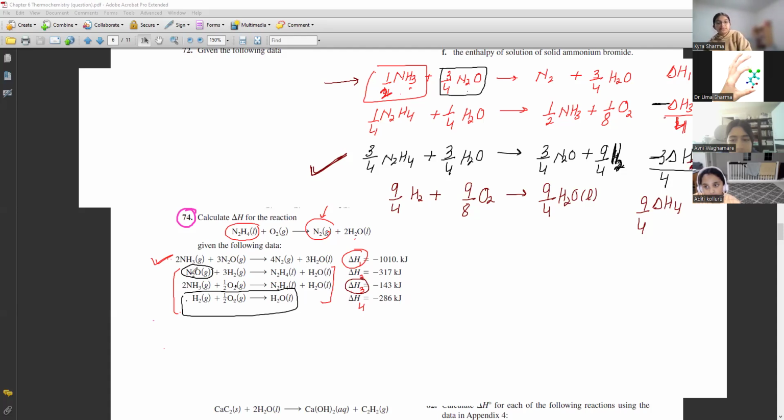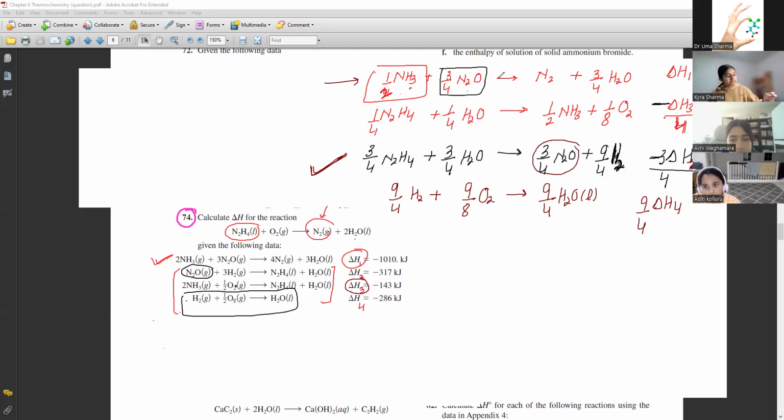We multiply the whole equation by 3 over 4. You see, we were trying to get rid of this N2O, which is there over here. In the first equation, you have 3 over 4 N2O, and we were trying to get rid of this. So that's the reason we reverse the equation, because N2O is in equation 2 only. So we reverse the equation and multiply it by 3 over 4. That's why.